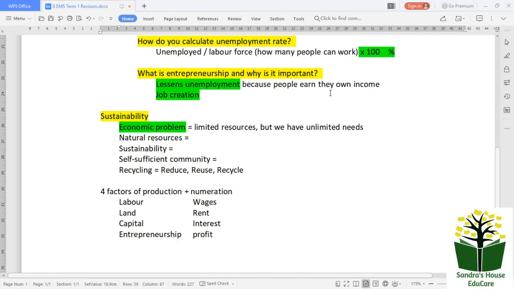So what people want is unlimited. There are going to keep being people, and we're going to keep needing things. But we don't necessarily have enough resources. So resources are limited, but what people need is unlimited. And that creates a problem. How are we going to fulfill everybody's needs if the resources are limited? That we call the economic problem. Okay, so what are resources?